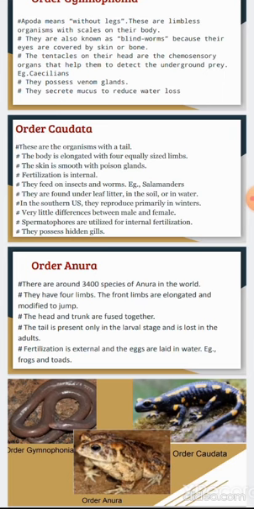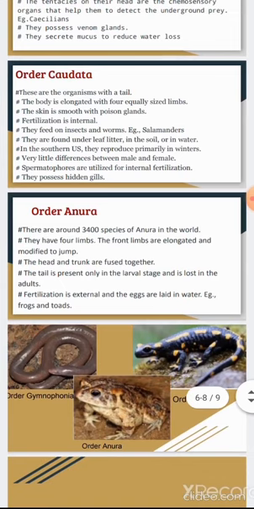In the southern US, they reproduce primarily in winters. There is very little difference between male and female. Spermatophores are utilized for internal fertilization. They possess hidden gills. And the last order is order Anura.